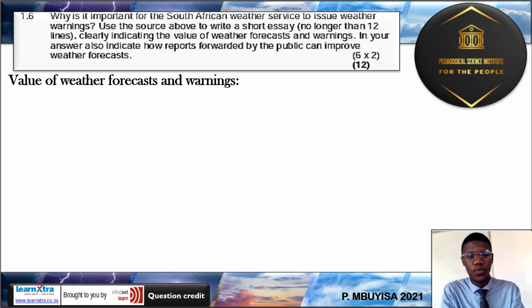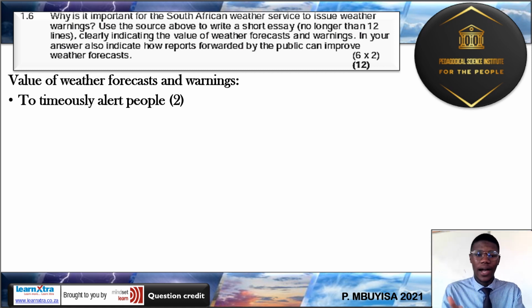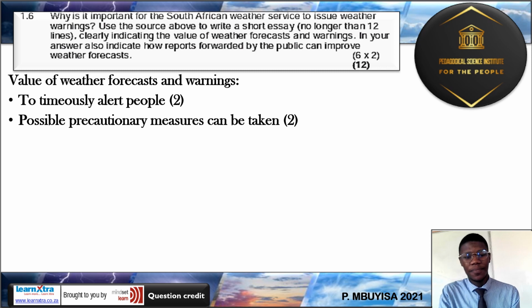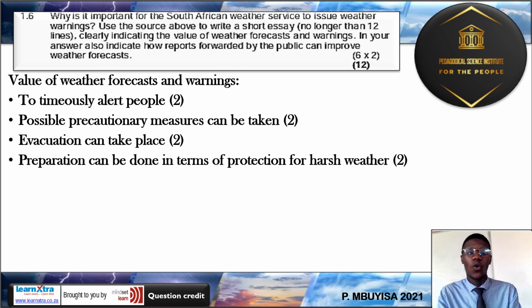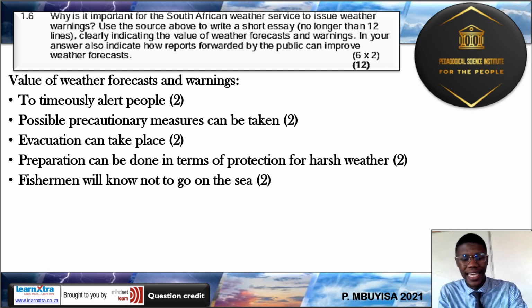Okay, now in your paragraph question, we are looking at the value of weather forecasting. Why should we predict weather? Number one, we predict weather and issue out warnings to warn people in advance or timeously. Again, we also do that so that we apply precautionary measures that may be necessary to counter the dire effects that will come with the system. It also allows for evacuation to happen on time. It also ensures that we prepare for the harsh weather conditions to protect people.